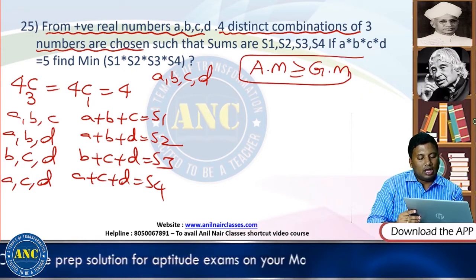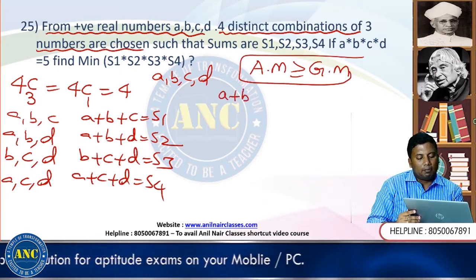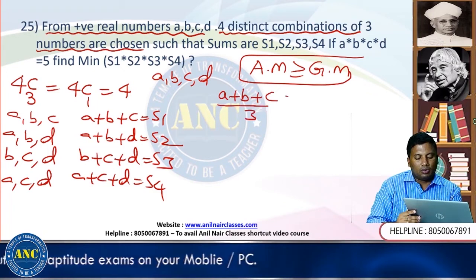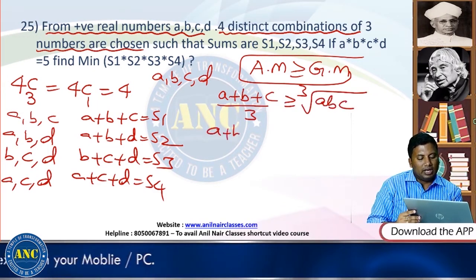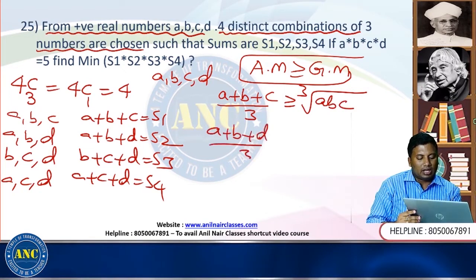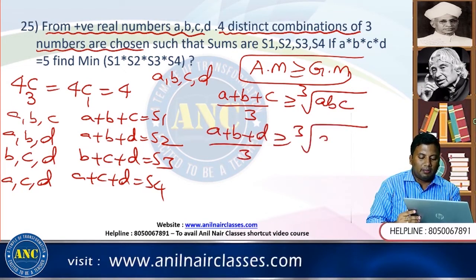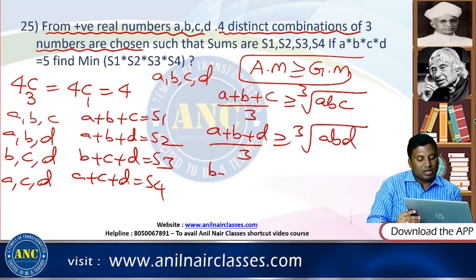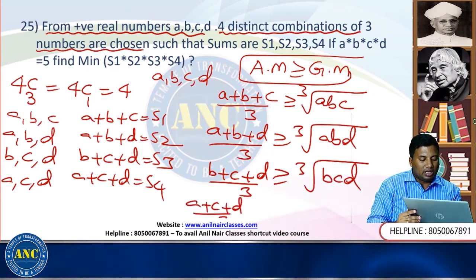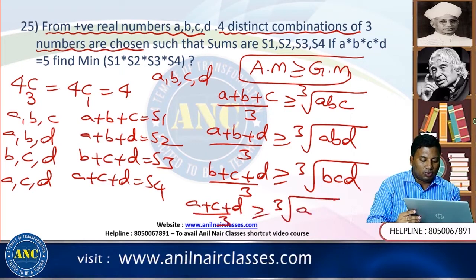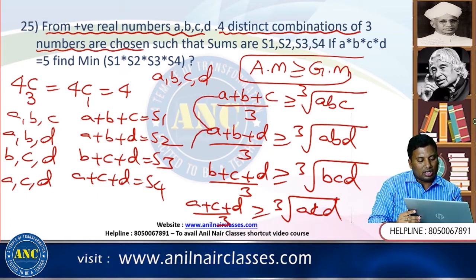AM is (A plus B plus C) by 3, greater than or equivalent to cube root of ABC. (A plus B plus D) by 3 greater than or equivalent to cube root of ABD. (B plus C plus D) by 3 greater than or equivalent to cube root of BCD. (A plus C plus D) by 3 greater than or equivalent to cube root of ACD. This is S1, S2, S3, S4.